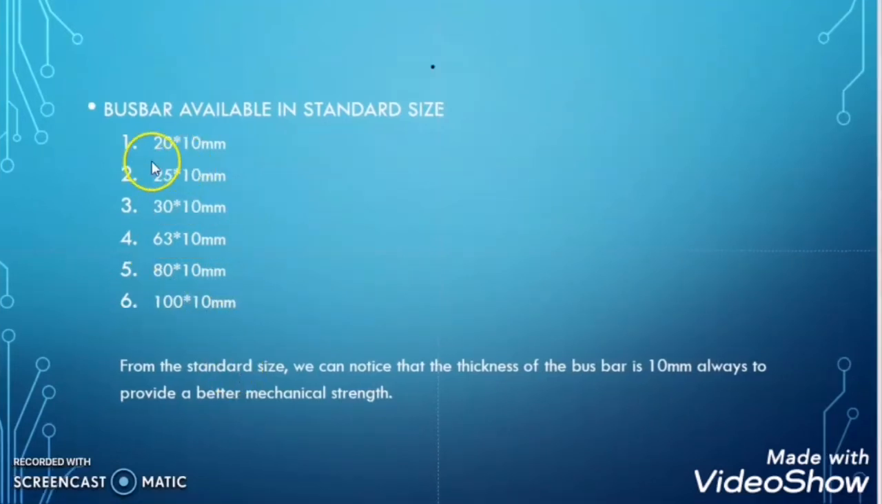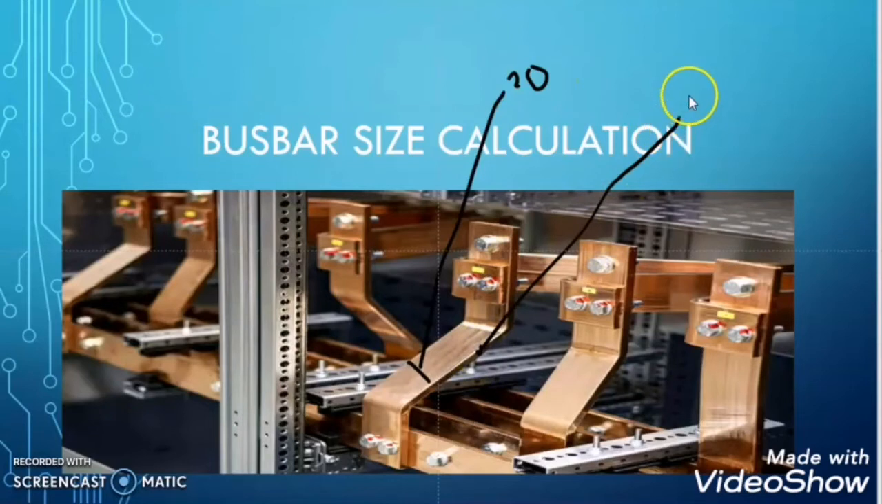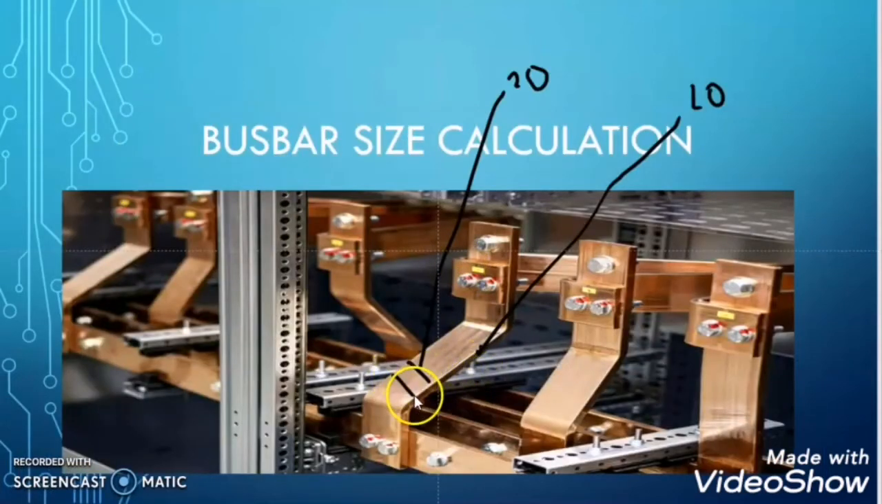Now let us understand what this 20 represents and what this 10 represents, what this 25 represents and what this 10 represents. This is our bus bar. The width is 20 in our example and the thickness is 10 in our example. In the same way, this one represents 100 and this one represents 10.